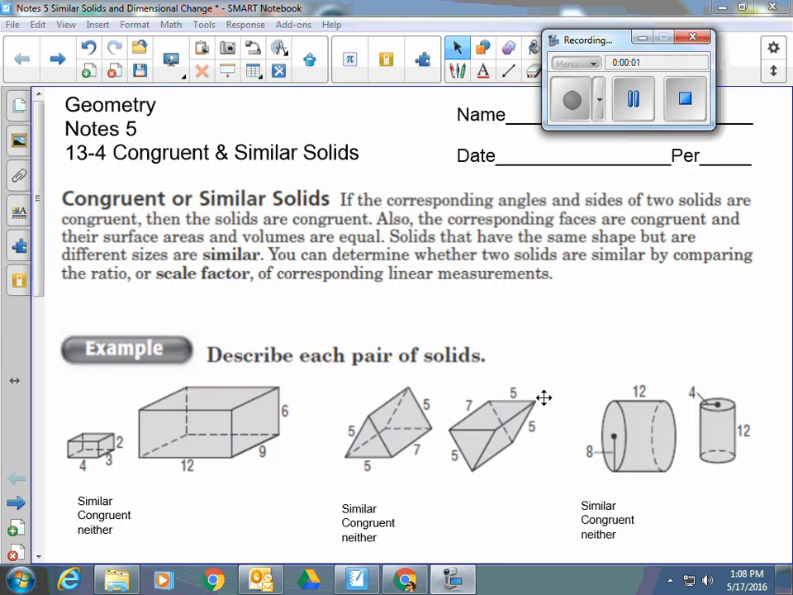Tell me what's the difference between congruent and similar. Congruent: same shape, same size. Similar: remember when we talked about similar figures way back when, we talked about dilations, and we said that the angles are congruent, but the sides have to be proportional. Same things that we talked about.